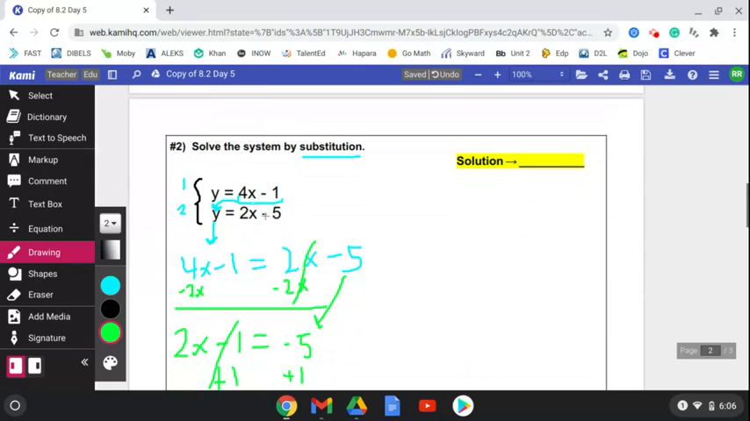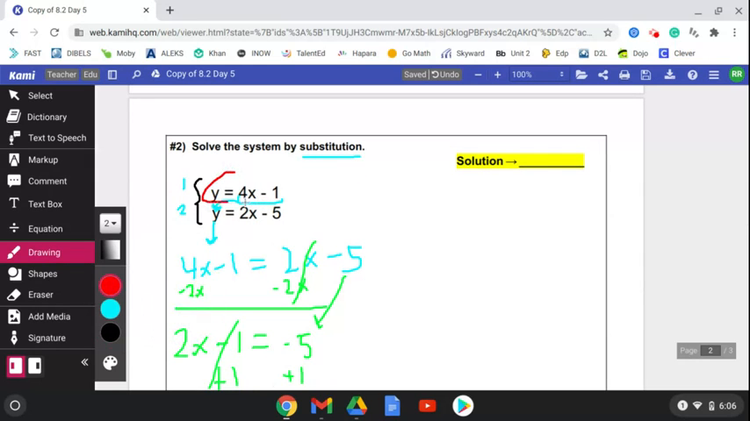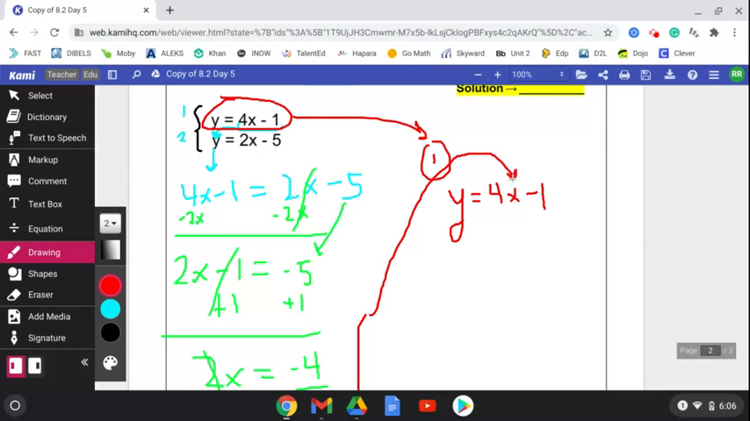Well, you just plug it into one of these equations. How about we plug it into equation 1? Okay, I'm going to copy equation 1 over here. Equation 1 was y equals 4x minus 1. I now have what x is. x is negative 2. So I'm going to plug it in right there for x. So y equals 4 times negative 2 minus 1.